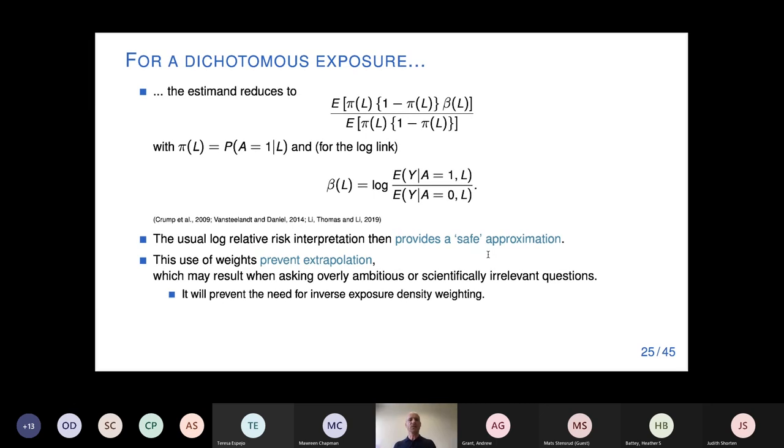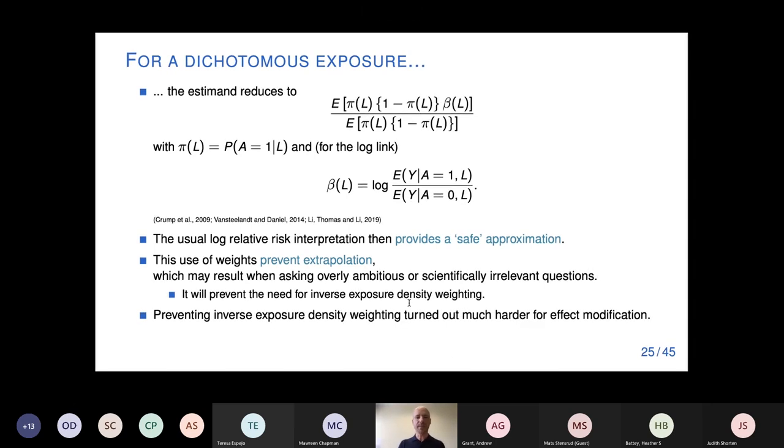The use of weights, as we propose it, is also designed to prevent extrapolation, which may arise when we are asking overly ambitious questions or maybe scientifically irrelevant questions. In particular, we've chosen the weights so that it avoids the need for inverse exposure density weighting, and that will appear from Oliver's part of the talk.